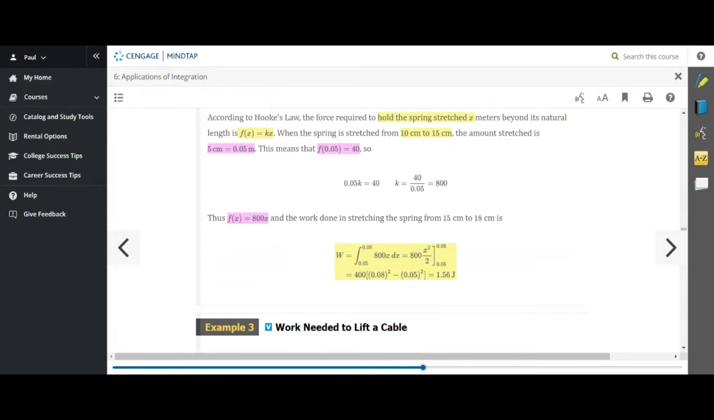So the work is equal to the integral from, well, the force is 800x now, and so the work is equal to the integral from 0.05 meters to 0.08 meters of 800x dx.